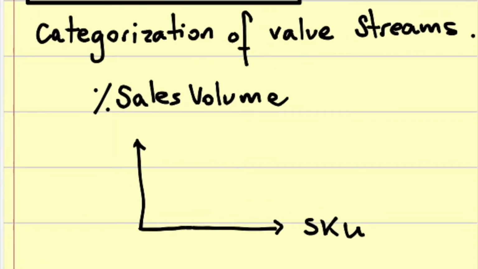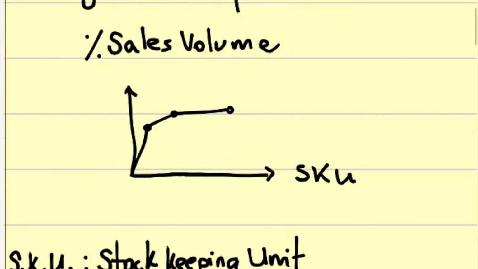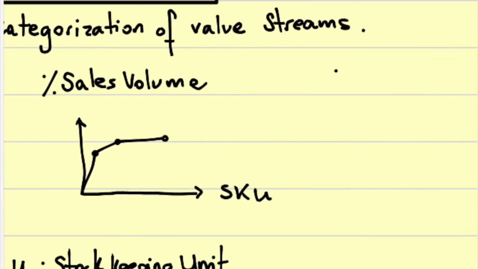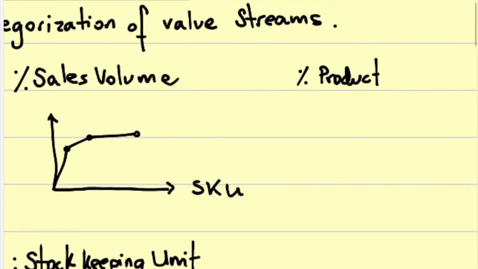So we do a Pareto analysis on the SKUs. Let's say ABC analysis, or however you want to call it, based on the sales volume. And then we also do a Pareto based on the percentage of product range.